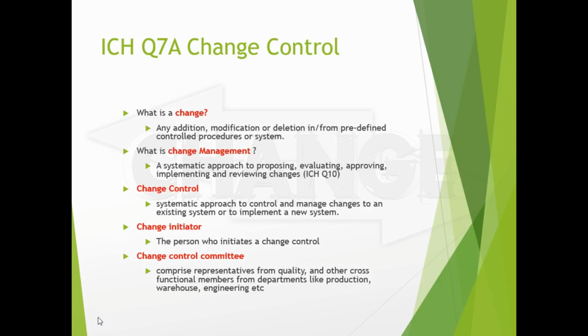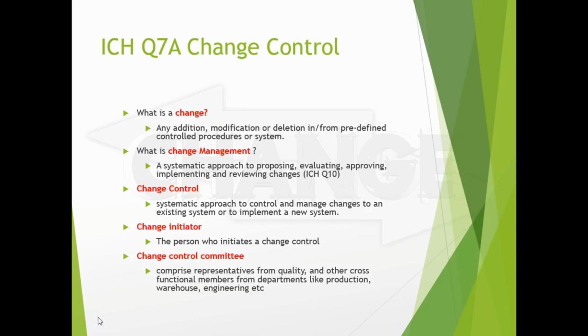Now, change management is a systematic approach to proposing, evaluating, approving, implementing, and reviewing changes. I've referenced ICH Q10 as well there for your reference to take a look at in your own time. Change control is defined as a systematic approach to control and manage all the changes done to an existing system or to implement a new system. So through a change control, we ensure that no unwanted or unnecessary changes are implemented, and all the implemented changes are documented appropriately. And a change initiator is the person who initiates or instigates that change.